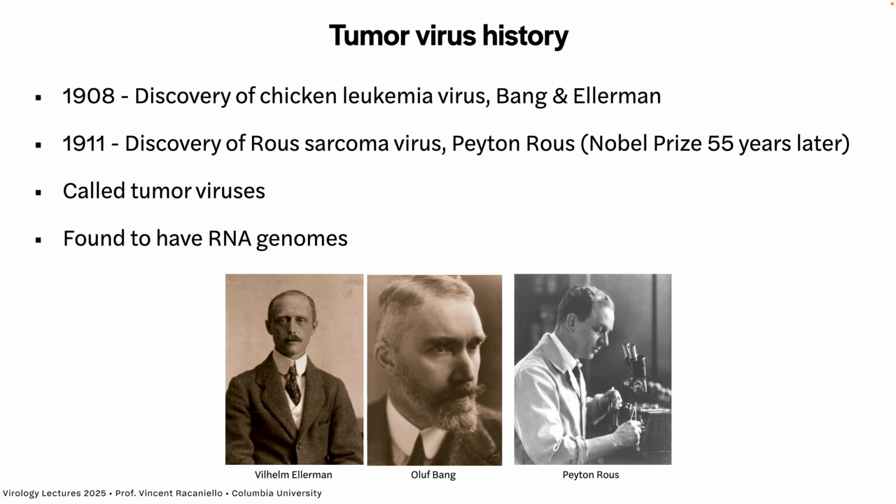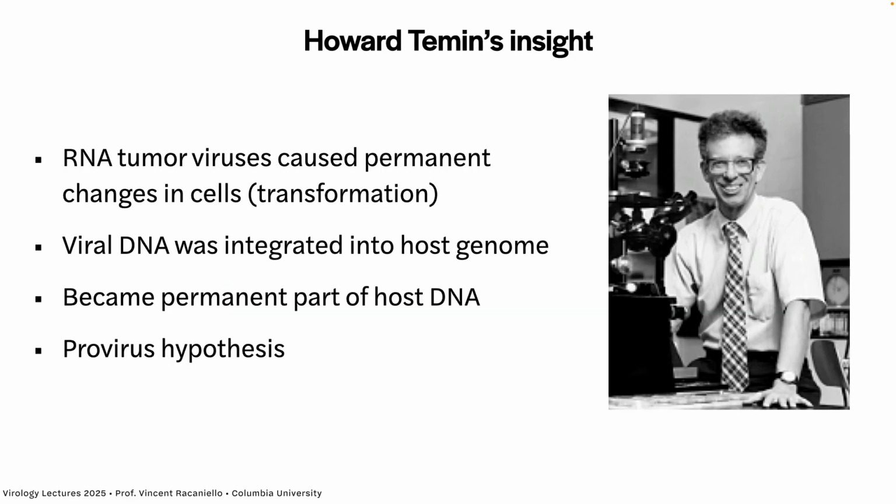Then they were found to have RNA genomes. Really interesting. In 1911, actually it was the 30s, they're found to have RNA tumor viruses. Then along comes Howard Temin many years later, and he says, okay, these RNA tumor viruses cause permanent changes in cells. That's what causes a tumor, as we'll see when we talk about transformation and oncogenesis. So there's no way that RNA can do that.